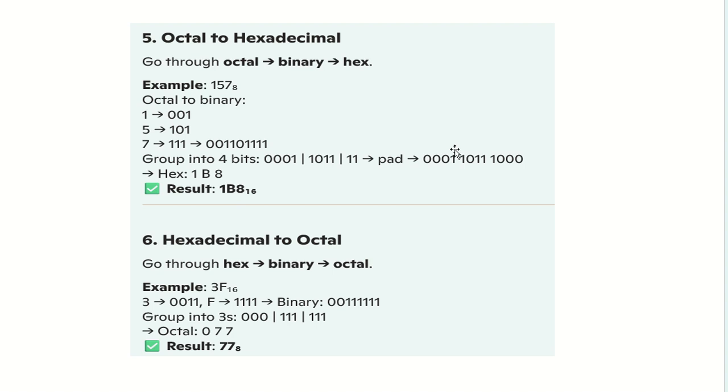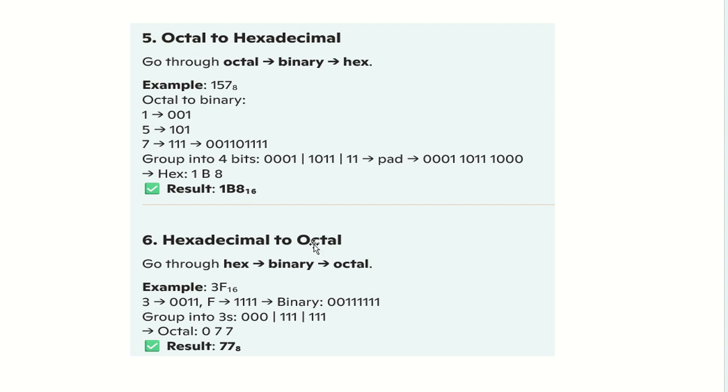Since we divided into groups of 4 bits, we got the binary representation for the hexadecimal representation. 0001 in hexadecimal is represented as 1, 1011 in hexadecimal is represented as B, 1000 is represented as 8. So our final value is 1B8 base 16. 16 is the base value, that is hexadecimal.